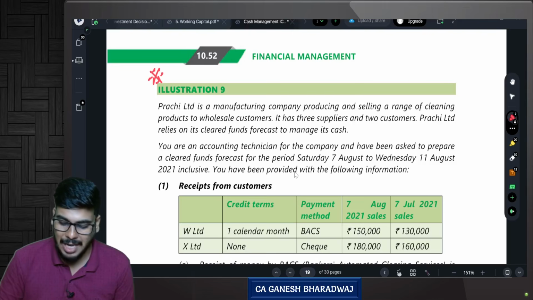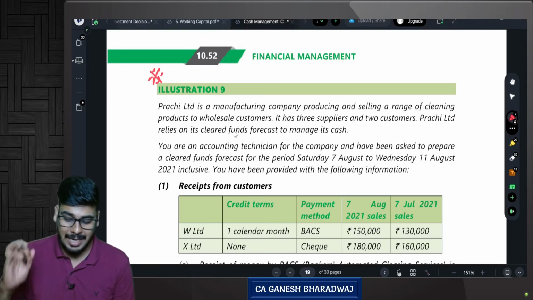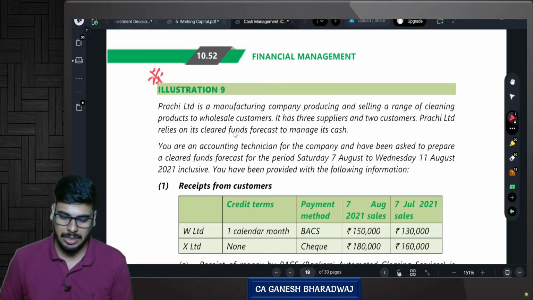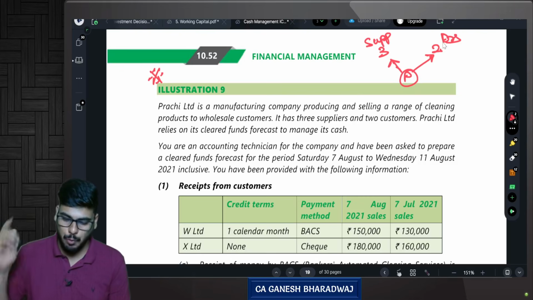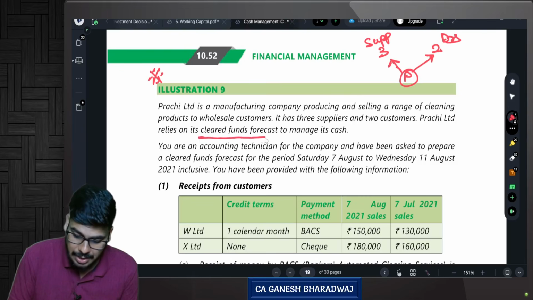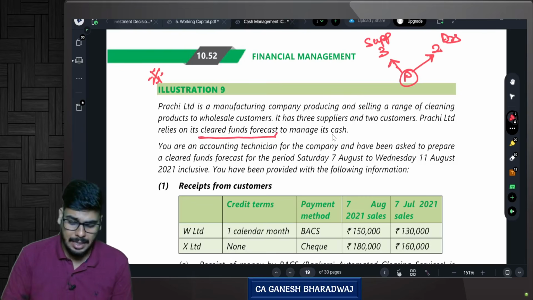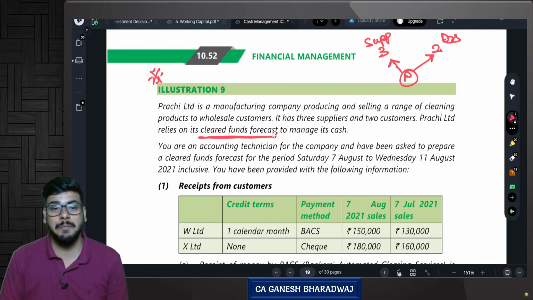Prachi Limited is a manufacturing company producing and selling a wide range of cleaning products to wholesale customers. The company has 3 suppliers and 2 customers. So this company, Prachi Limited, has 3 suppliers, 3 creditors they need to pay, and they have 2 debtors. They will receive money from 2 people. Correct? Prachi Limited relies on its cleared funds forecast to manage its cash. What do you mean by cleared funds forecast? What do you mean by that?